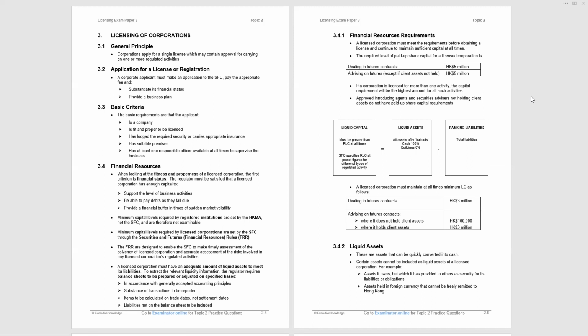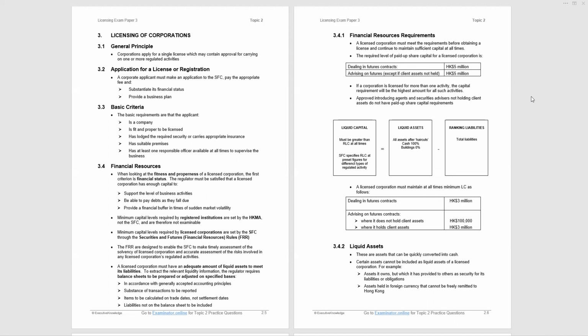Top of page 2.6, the financial resources requirements. Well, the requirements with regard to paid up share capital for Type 2 and for Type 5: 5 million Hong Kong dollars. If you're dealing in futures, that's your paid up share capital, and 5 million for advising in futures, except if client assets are not held. So if you're a futures advisor and you do not hold client assets, then there is no paid up share capital, but it's 5 million if you do.